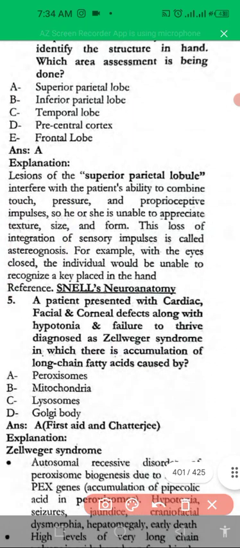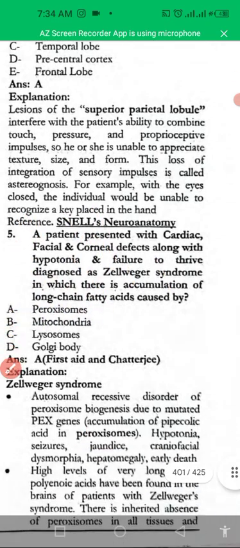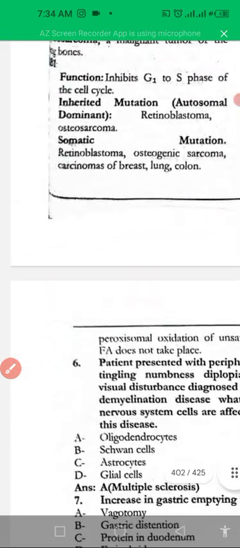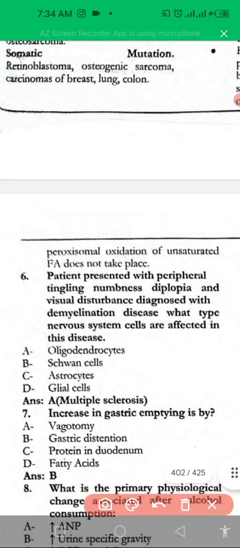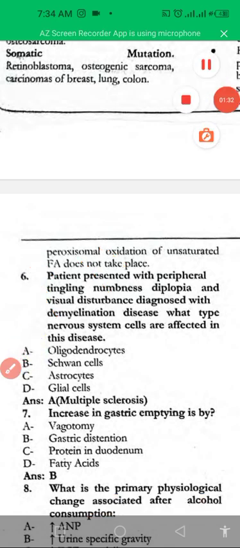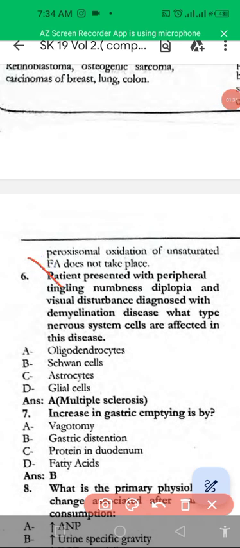Next question is a patient presenting with cardiac, facial and corneal abnormalities along with hypotonia and failure to thrive. Zellweger syndrome is accumulation of long chain fatty acids caused by peroxisome deficiency. Peroxisome deficiency results in these types of findings. Next one is a patient presenting with peripheral tingling, numbness, diplopia, visual disturbance, and demyelination. Which disease can be there? Oligodendrocytes are involved, that is oligodendrocytes and multiple sclerosis.